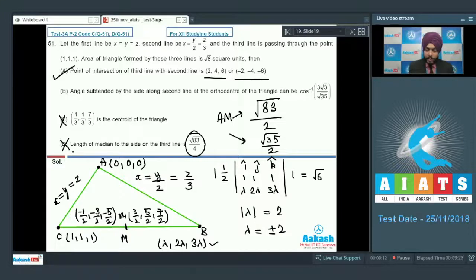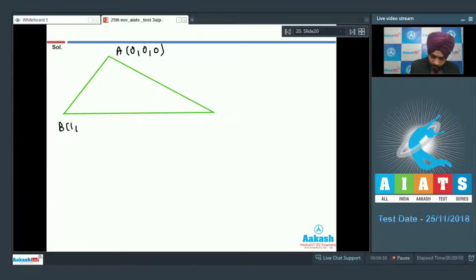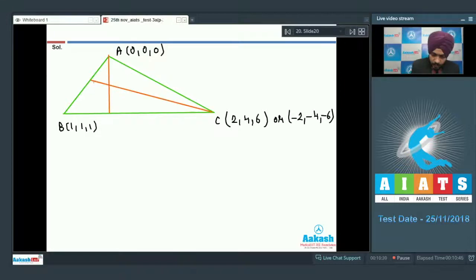Now let us talk about the angle subtended by the side along the second line at the orthocenter of the triangle. A point origin, B point 1, 1, 1, C point has two possibilities, 2, 4, 6 or minus 2, minus 4, minus 6. Now how to calculate the angle at the orthocenter? So let this be one perpendicular and this be the other perpendicular. I need the angle subtended by the second line. So second line is AC.